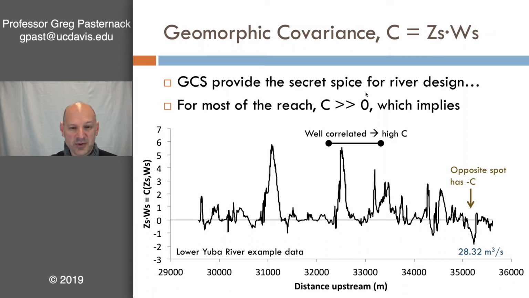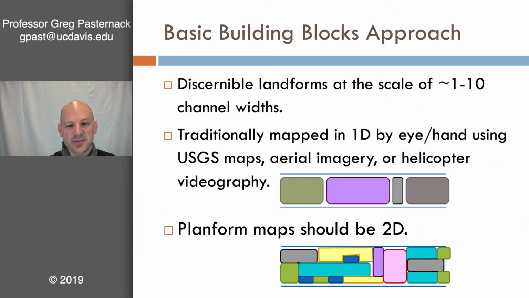But one of the things you can see straight away from the Lower Yuba River example is it's almost always positive. And that is no accident. That's a result of the governing process at work here. Where there's a place that's negative, it doesn't mean that the river is wrong or faulty. It could be natural. It could be a result of forcing that's there. So without getting into the details yet, this just gives you a taste of what a geomorphic covariance structure looks like. And again, this is discharge specific.